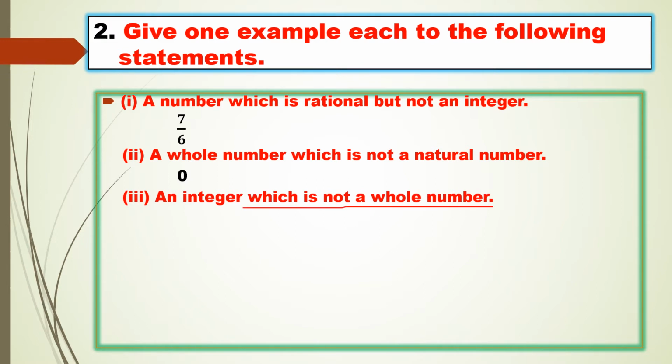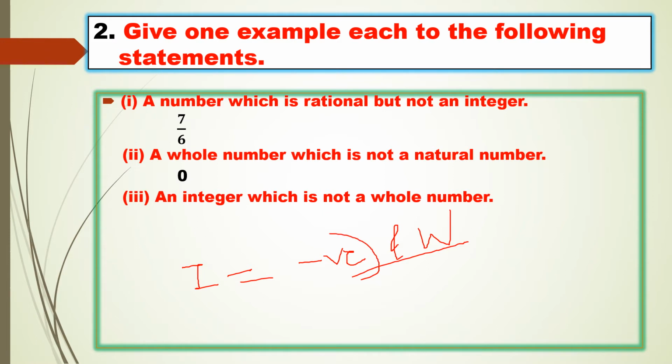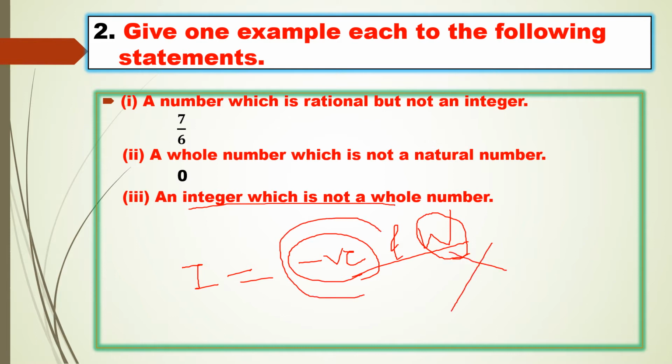Integer is a combination of negative numbers and whole numbers. But what is our question? An integer which is not a whole number means it should not be a positive number. You should write negative numbers.